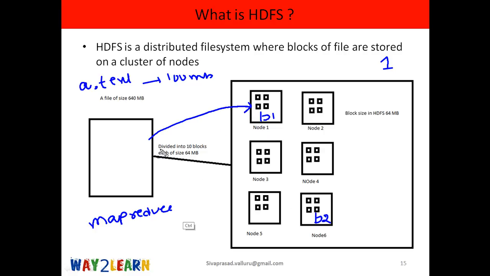So the jar file is transferred to both these nodes, and the program will execute on a node in which the block is present. So the program is transferred to here and the program is transferred to here. These programs will act on the local data, right? So in distributed processing like Hadoop, the program will be transferred to the place where data is located.